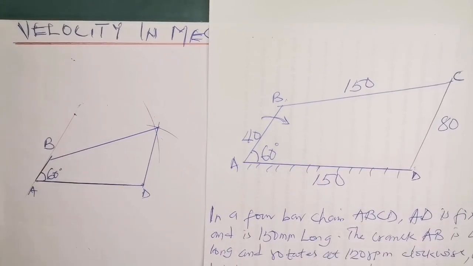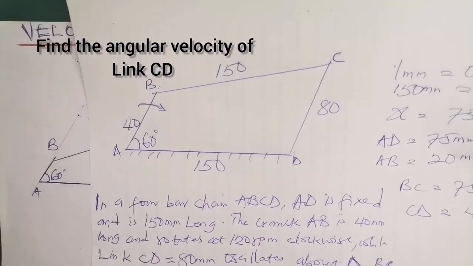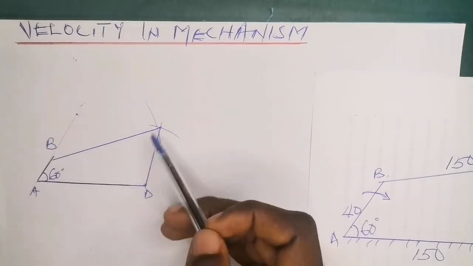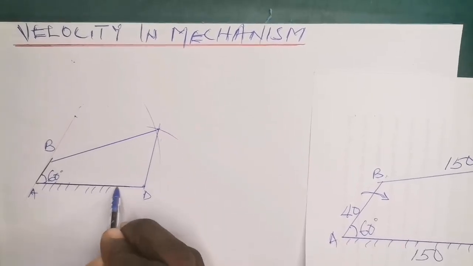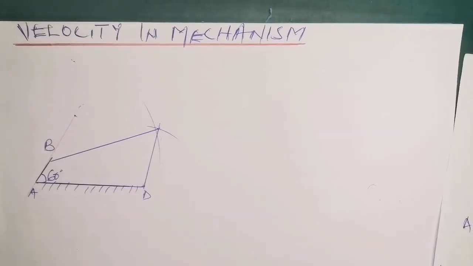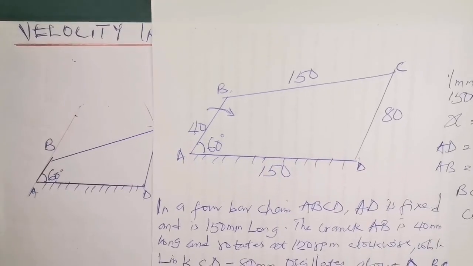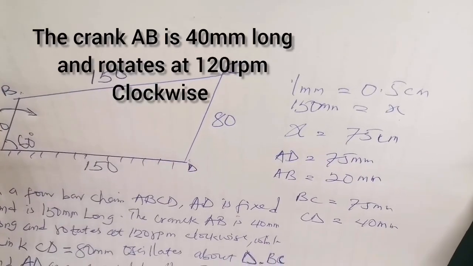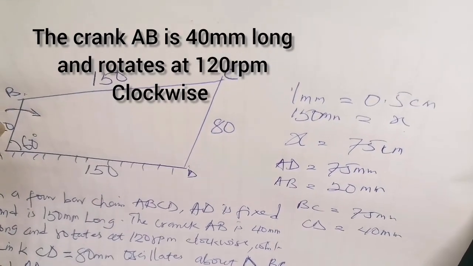Now we are asked in the question to find the angular velocity of length CD. Not forgetting, these are the fixed points, and you have this. We need to find the angular velocity of length C to D, but you cannot do this without a known velocity. If you take a look at the question once more, they said that the crank AB is 40 millimeter long and rotates at 120 rpm clockwise.